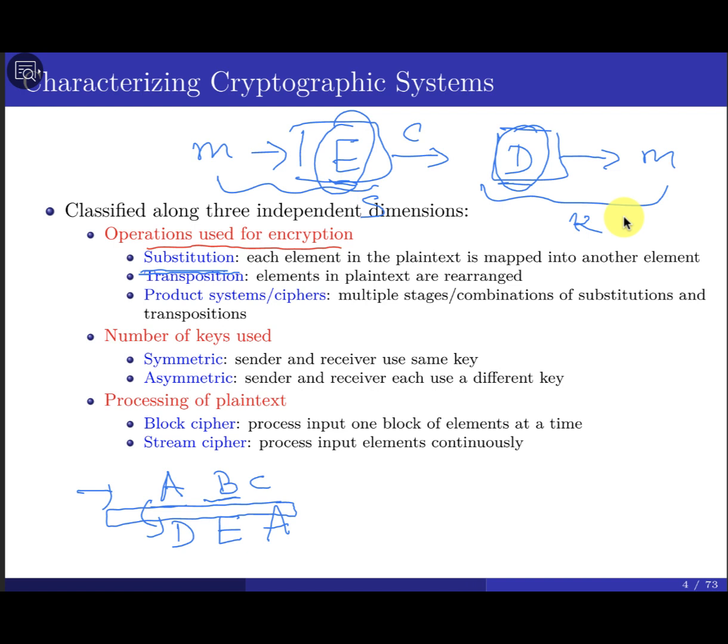Transposition. That means here I'm not going to map or change the letters, but I'm going to scramble them, mix them, change the order. So the input, for example, is A, B, C, and the output is going to be C, B, A, something like this. I didn't map A to B or whatever, but I have a specific operation that I'm going to use in order to scramble the input.